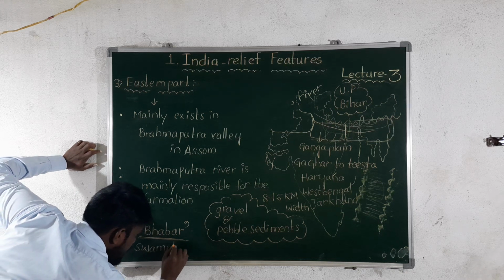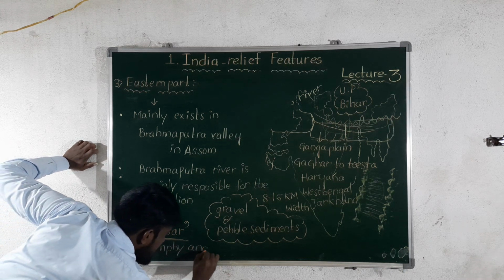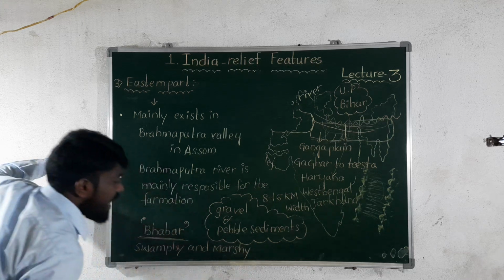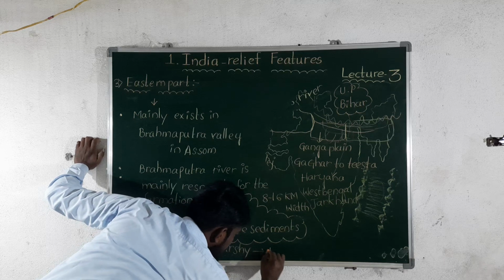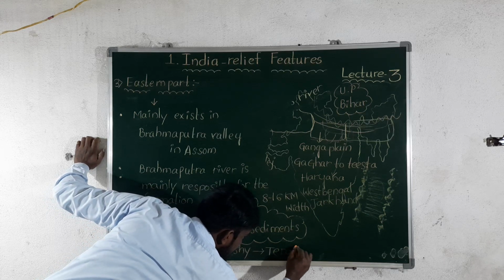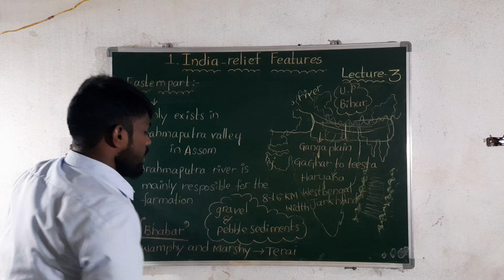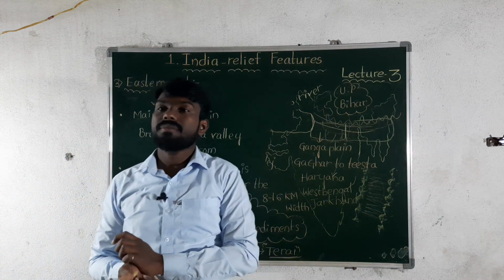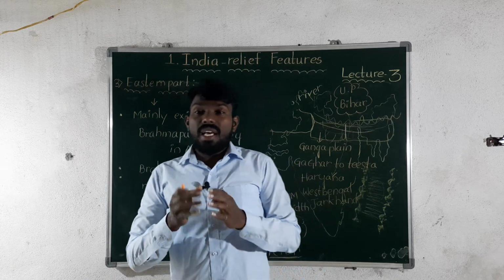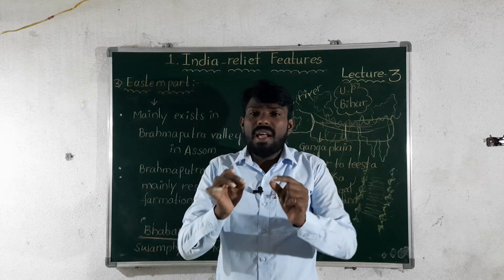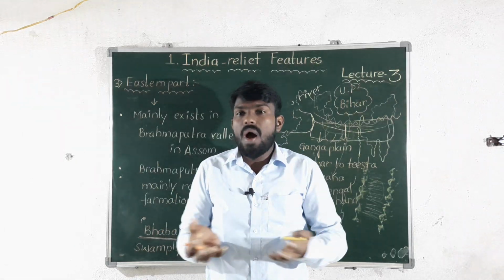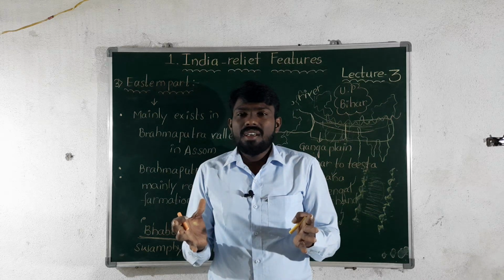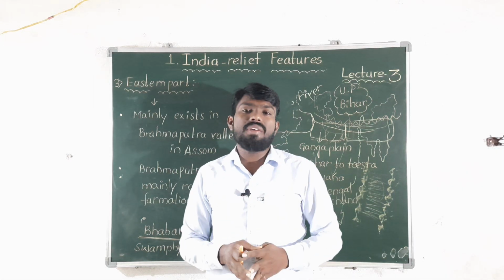The swampy and marshy region is called Terai. The Terai region has thick forests and a rich variety of wildlife.